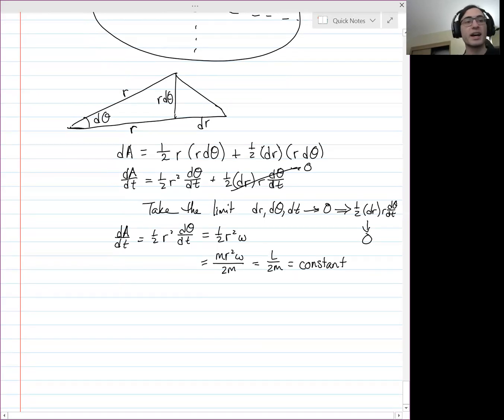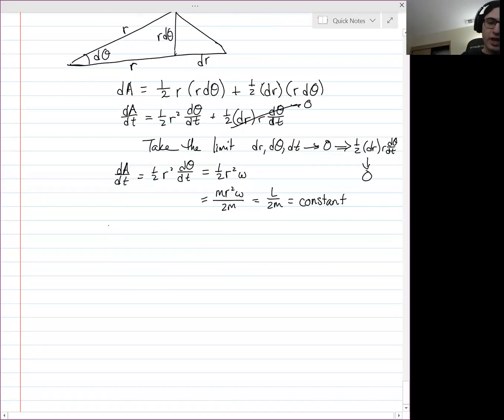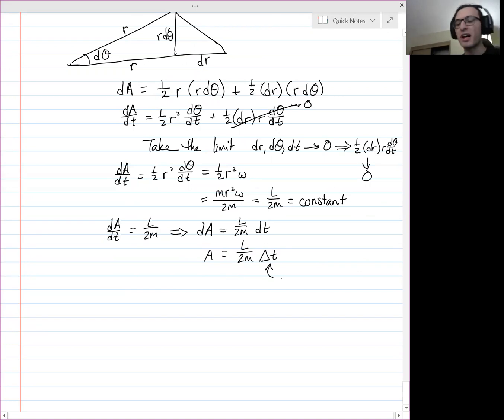Now let's check that this implies that you get a constant area for a constant duration. How do we do that? We have dA dt equals L over 2m. That implies that dA is equal to L over 2m dt. And so we can integrate, and we get that A is equal to L over 2m times delta t. As long as you fix the value of delta t, let's say you choose 5 seconds, this number is unchanged regardless of where you are in the orbit. So the area is a fixed number as long as the duration is fixed. So this is a proof of Kepler's second law.